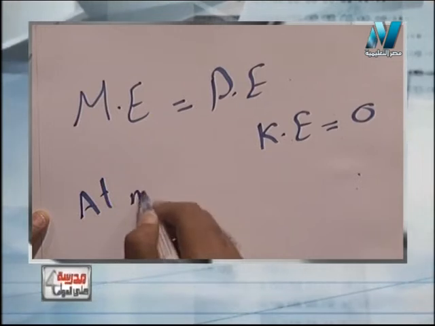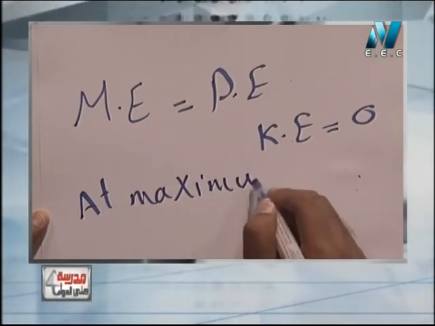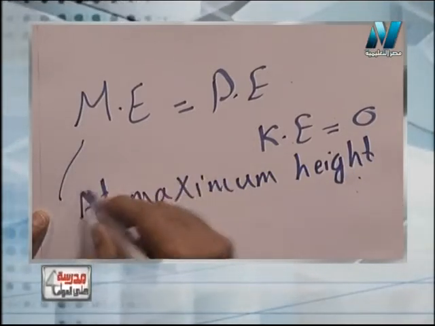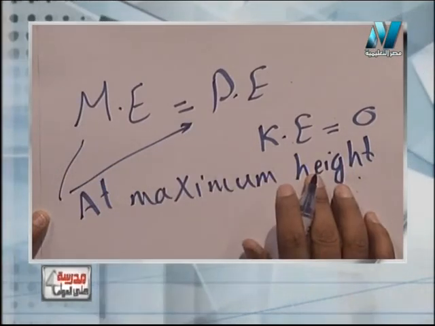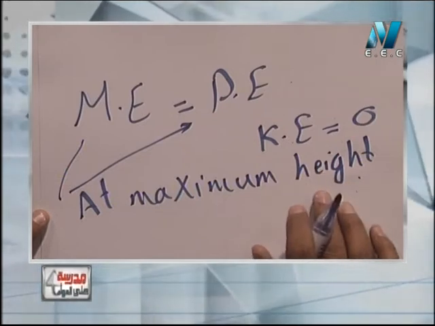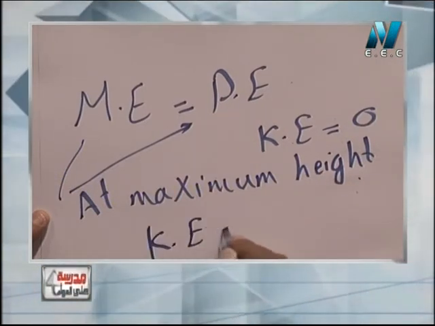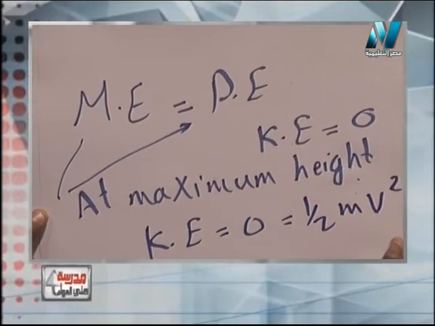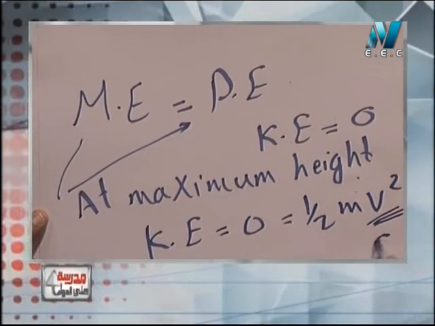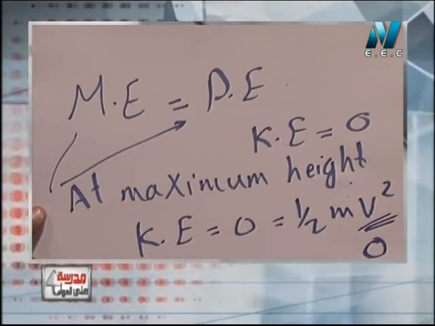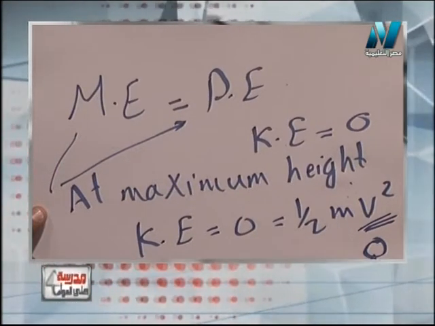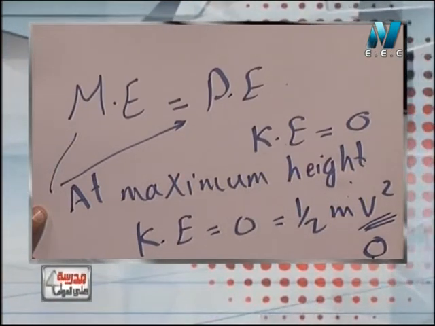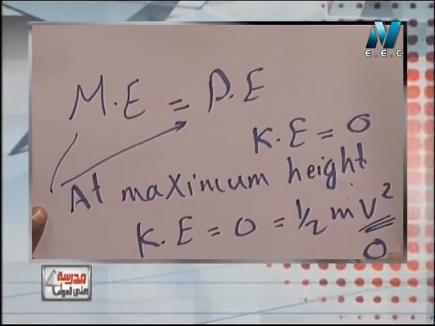At maximum height, mechanical energy equals potential energy, because the object stops. The object doesn't move, so kinetic energy must be 0, because it equals half mass velocity squared. If the object doesn't move, V equals 0, no velocity, no speed. So half mass times 0 times 0 equals 0. So at maximum height, kinetic energy equals 0, and mechanical energy equals potential energy.